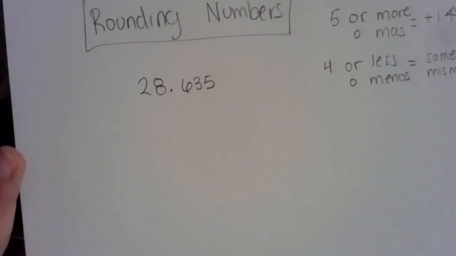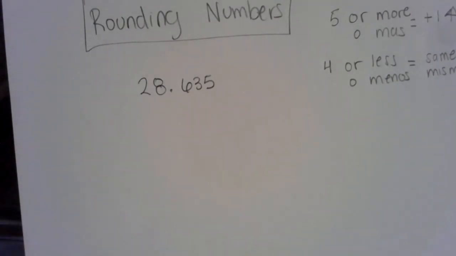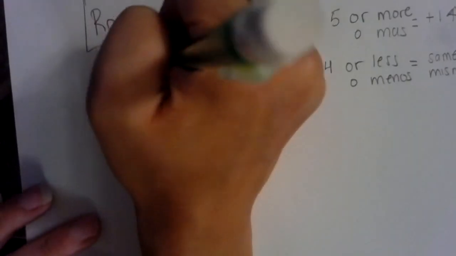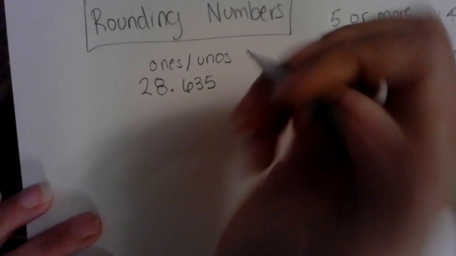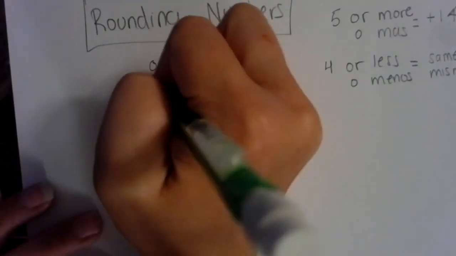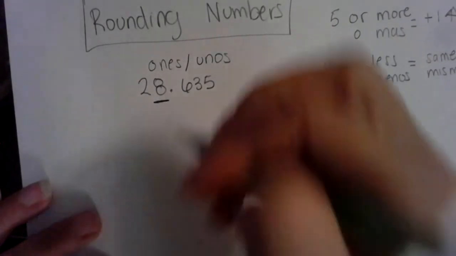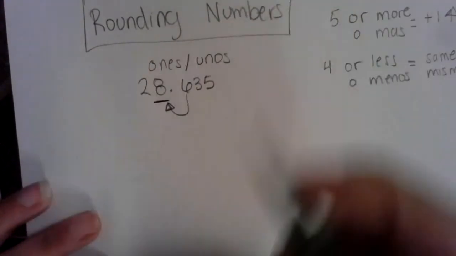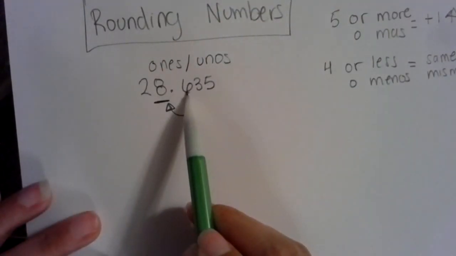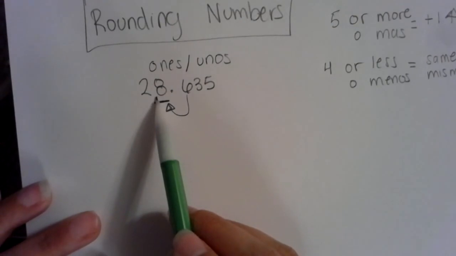So when given a number, students will be asked to round to certain place values. For an example, we're going to round this number to 3 different place values. We're going to begin with the ones place. The first thing that you do if you're rounding this number to the ones place is find that place and underline it. Ones, unos. Then you're going to look to the right, derecha. This number is the boss, and it tells this number what's going to happen.